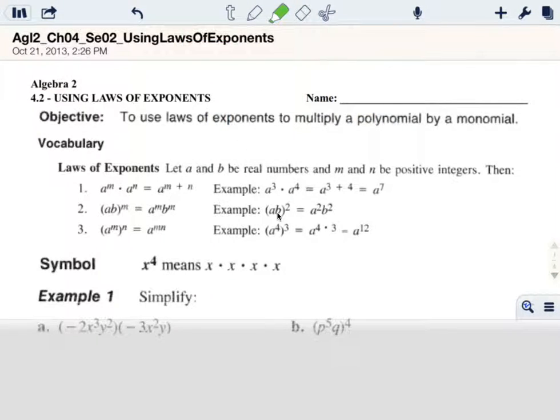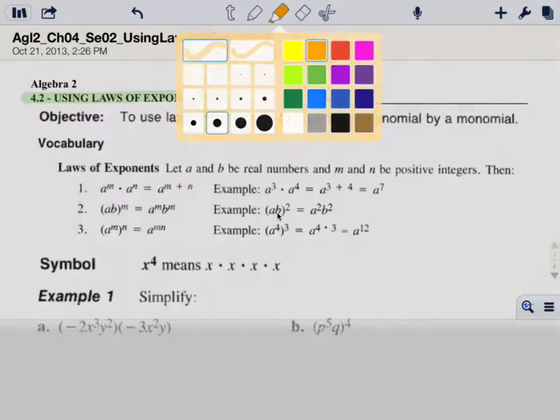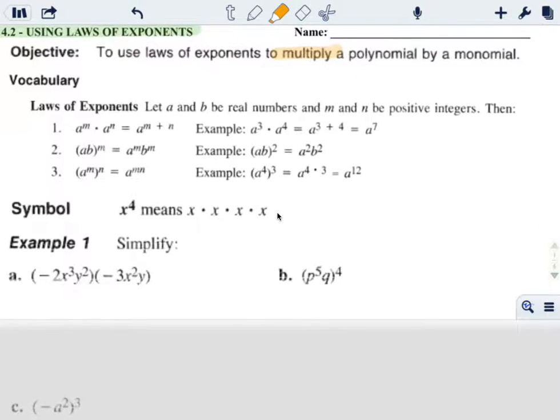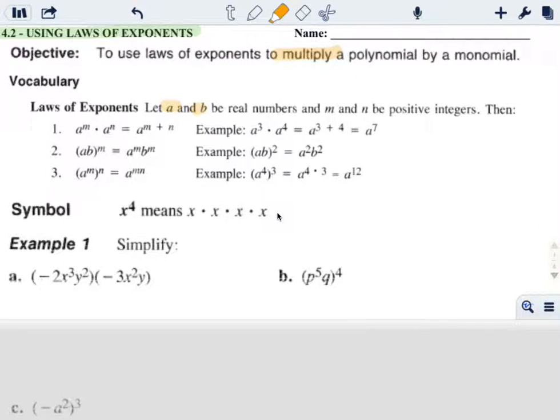Your lesson for Chapter 4, Section 2, using laws of exponents. We're only going to work on using laws of exponents to multiply a polynomial today. So the first few properties we have are here. A and B are real numbers. That just means they're numbers like 1.3 or 2.6 or negative 15 or something of that sort.